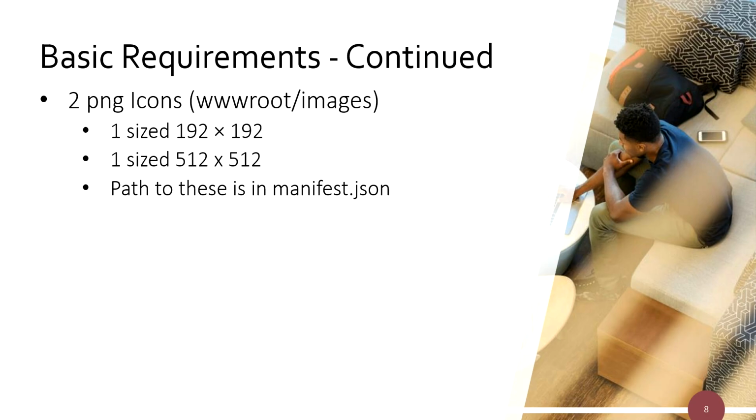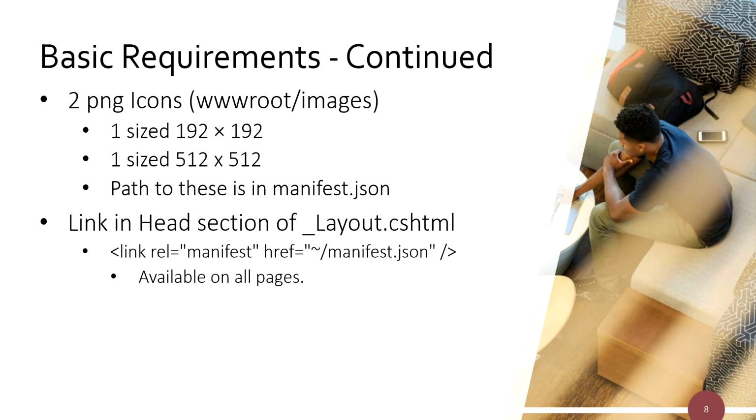Okay. Also, we must provide, at the minimum, 2 icons. They must be PNG format, and they must be in these specific sizes: square, 192 by 192, and another one 512 by 512. These are used for your application icons, right? So in the start menu and desktop menu and so on. So when you have a link to click to open your app, these are what is used, right? And the path to these images is something you specify in the manifest itself.